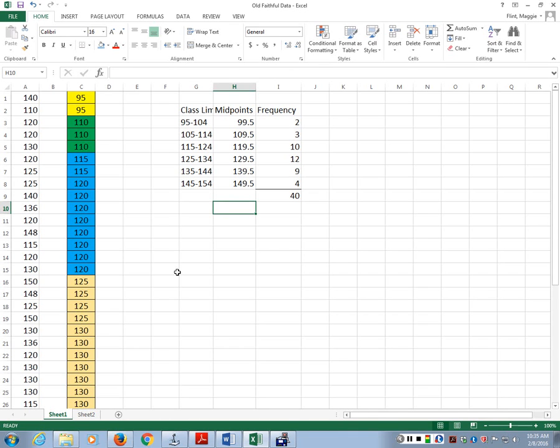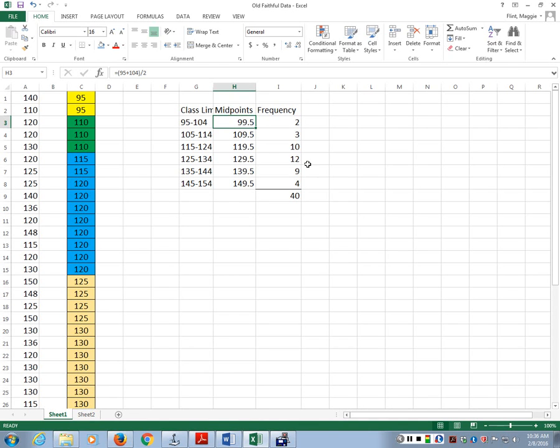Do you have to use a class width on all of these? To calculate your midpoint? No. The fact that you know that 95 to 105 is 10 and 105 to 115 is 10, the class width is the same all the way down. The only reason I calculated the first one for you was to show you that you can get Excel to do simple arithmetic for you. You don't have to hold out your calculator and use Excel. Excel has a built-in calculator.